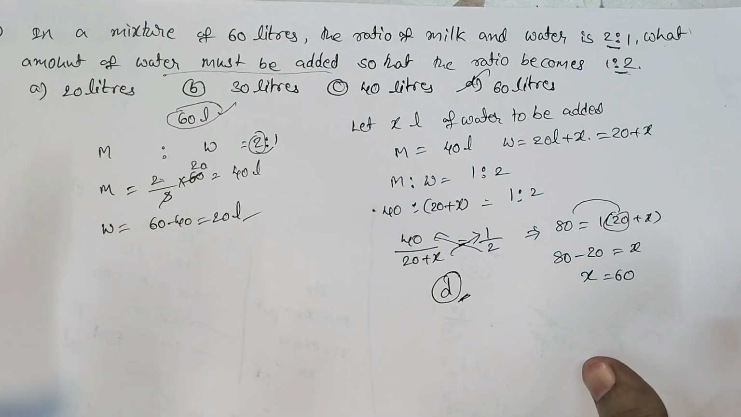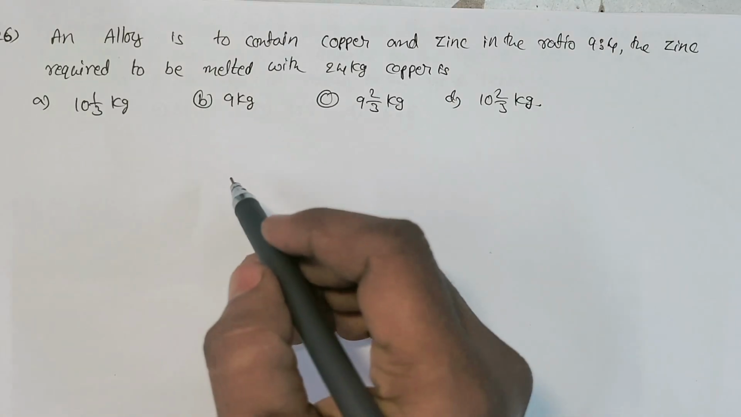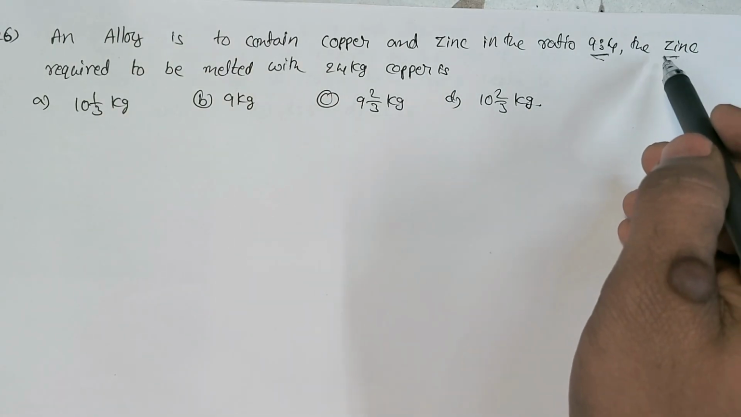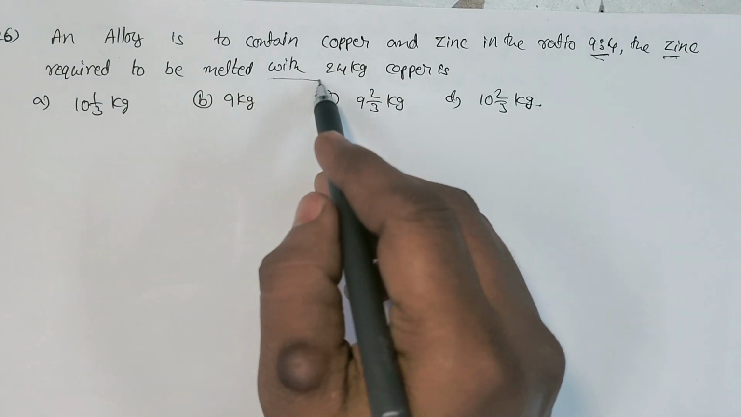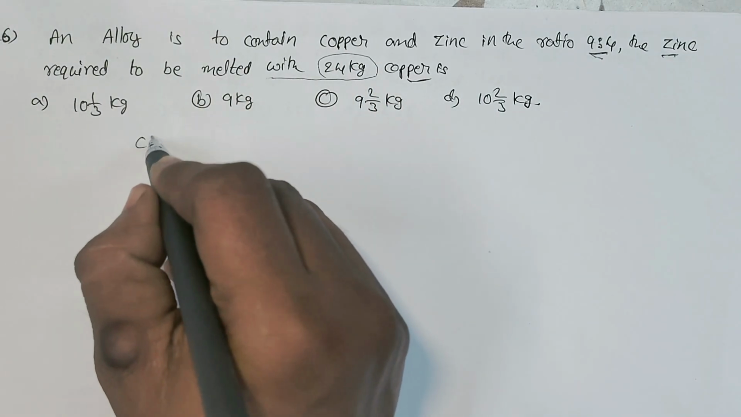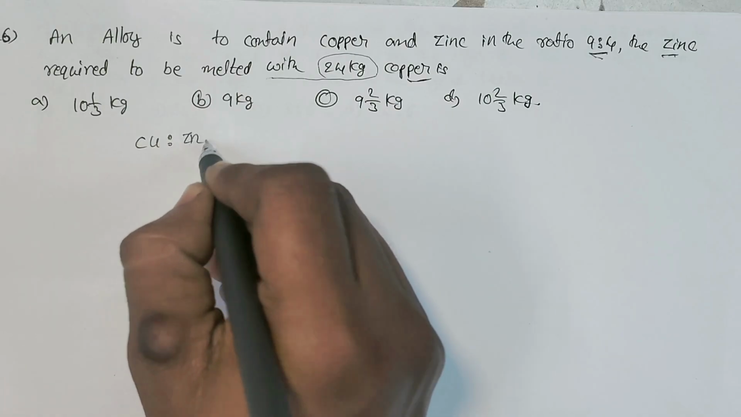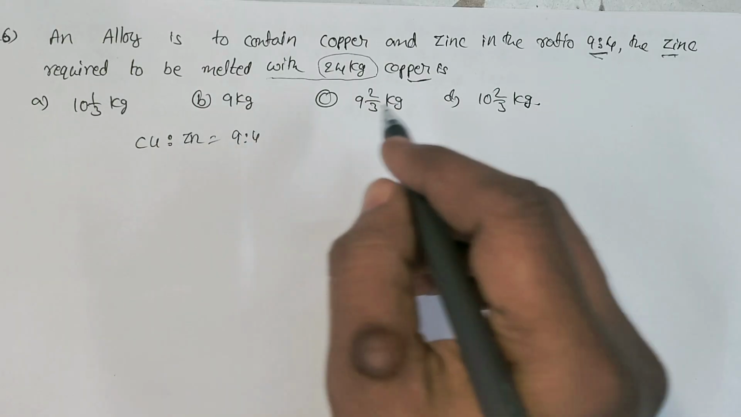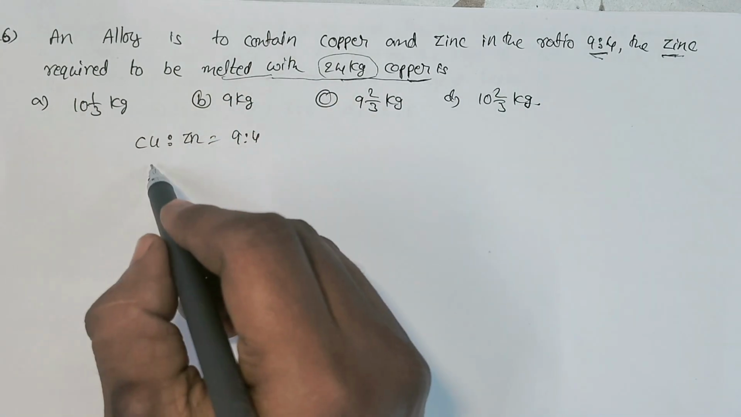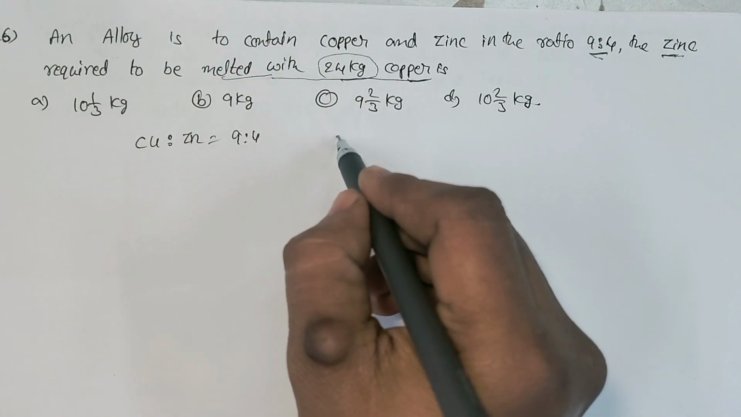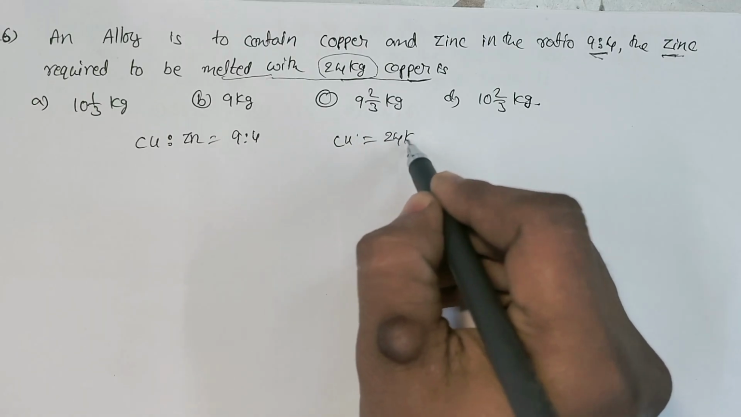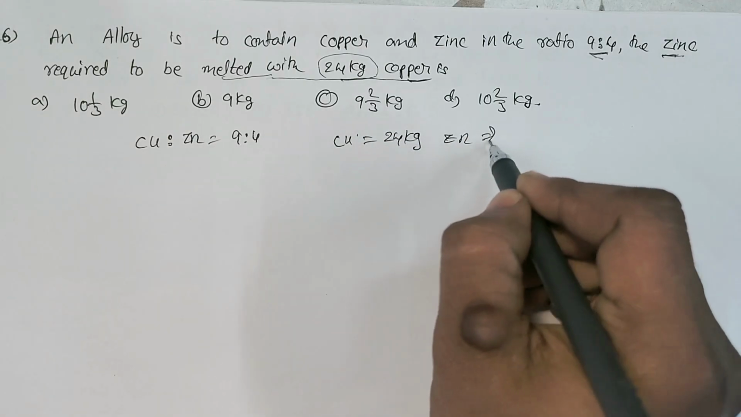Okay. Now let us see the next question. An alloy contains copper and zinc in the ratio of 9:4. The zinc required to be melted with 24 kgs of copper. So what we have given? We have given the ratio between the copper and zinc as 9:4, and what we are asked to find out is the zinc required to be melted with 24 kgs of copper. If we use the copper as 24 kgs, then how much zinc quantity should be found?